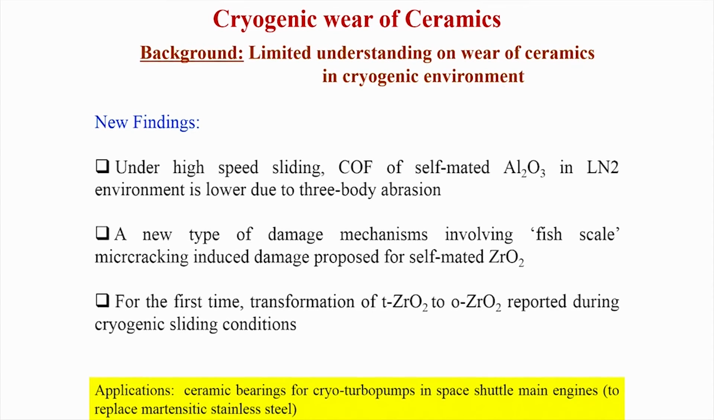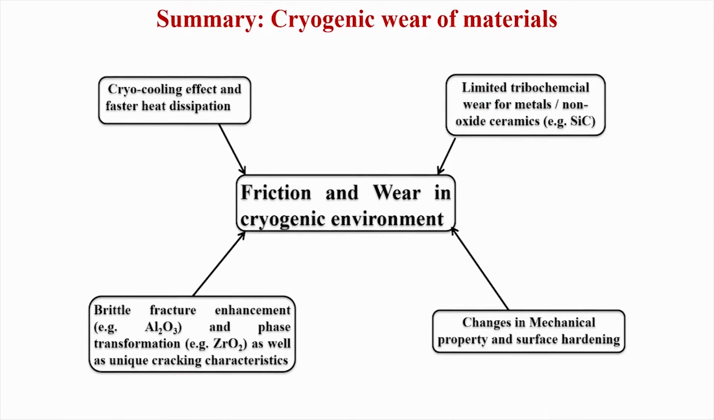And then the new findings: under high speed sliding conditions, the coefficient of friction of self-melted alumina in liquid nitrogen is lower due to 3 body abrasion, and for the first time we have reported, I think it was in the American Ceramic Society journal, that tetragonal zirconia to orthorhombic zirconia phase transformation can take place under cryogenic sliding conditions. And if you remember correctly, one of the intriguing observations was the fish scale microcracking pattern which was observed for self-melted zirconia.